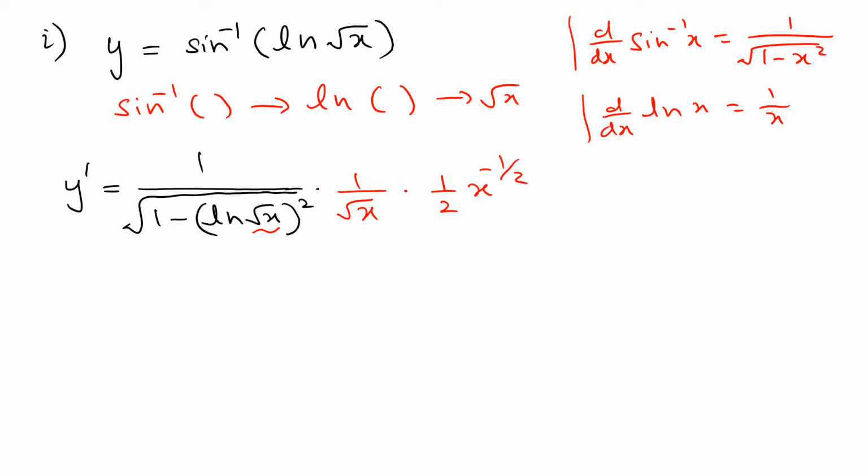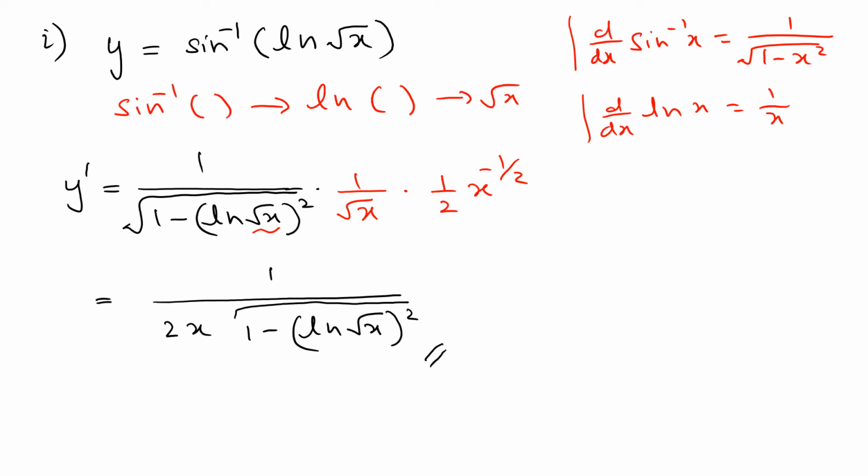So every time you multiply by the derivative of the next inside function, and if you combine all of them, you can see the answer is 1 over 2, because if you bring the square root x to the negative 1/2 down, with the square root you get just x, and then we have 1 minus ln of square root x, whole thing squared, and then take the square root. So that's the answer for that.